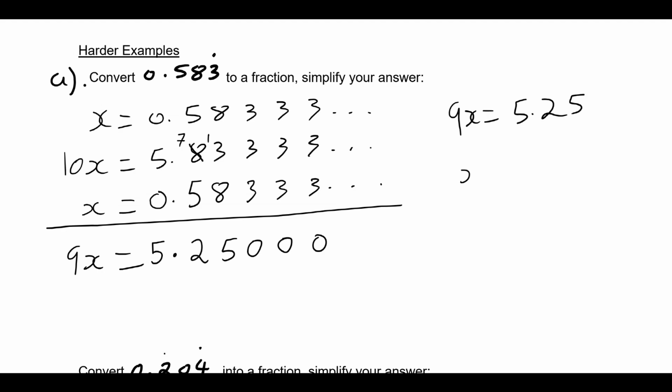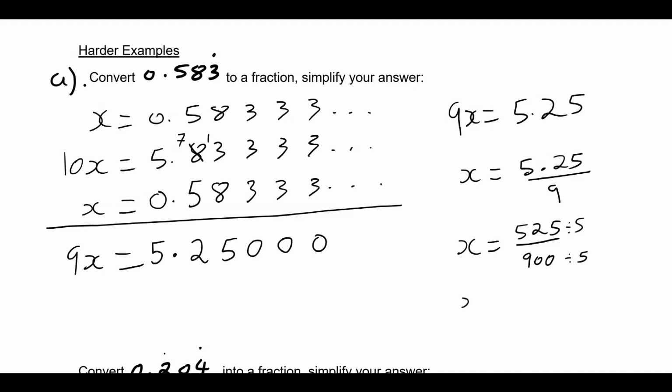I'm going to divide both sides by 9 to give me 5.25 divided by 9. And I'm going to multiply top and bottom of the fraction by 100, so I have 525 over 900. I want to simplify my answer, so I'm going to divide top and bottom by 5, which will give me on the top 105. On the bottom, 900 divided by 5 is going to be 19, I think.